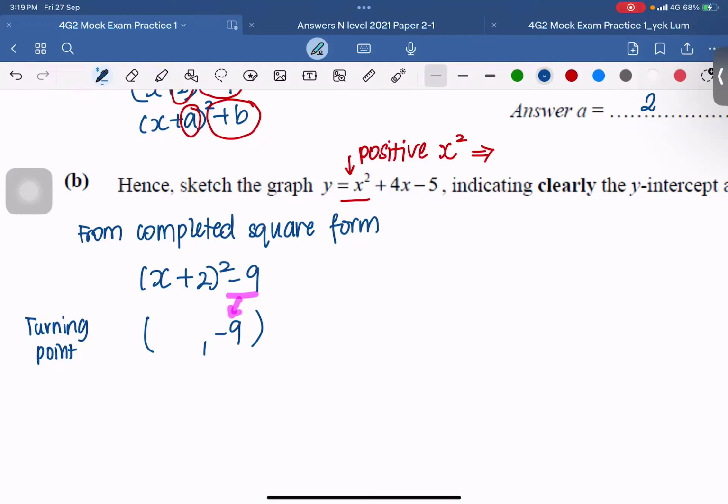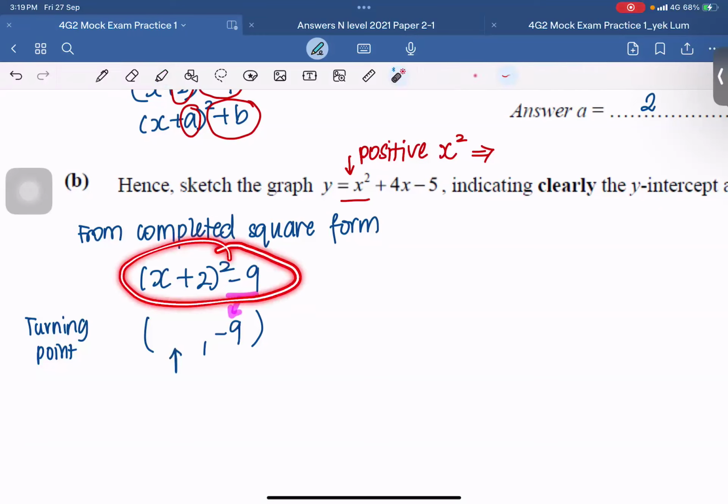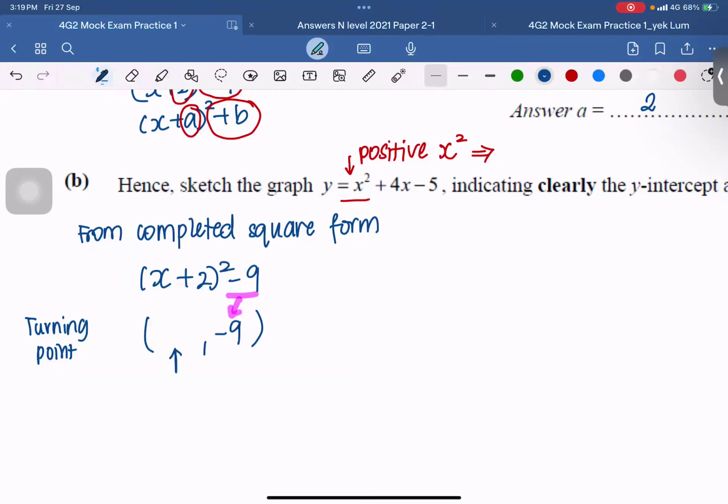Then the second value, what is this number over here, this turning point? This whole thing only becomes -9 if and only if the first part becomes 0. So the turning point happens when x plus 2 equals 0. So x will be equal to the number -2. So this answer will be the number -2.